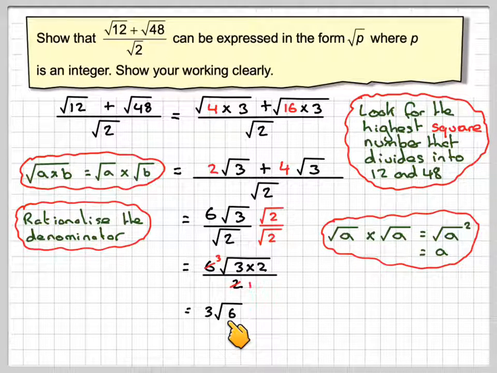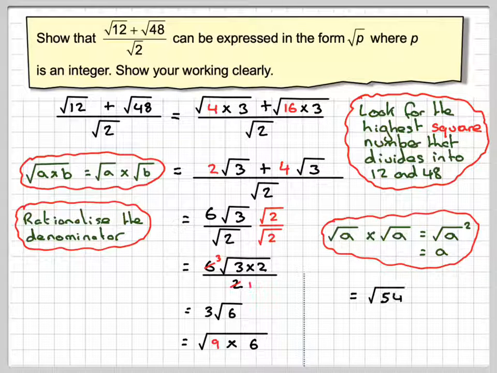But we know this is not in the correct format. This is in the format a root p. We just want it in root p. So basically, we've now got to use this rule backwards. If we take 3 into the square root sign, it becomes 9. So this becomes 9 times 6, and that gives me an answer of the square root of 54, which is in the correct format.